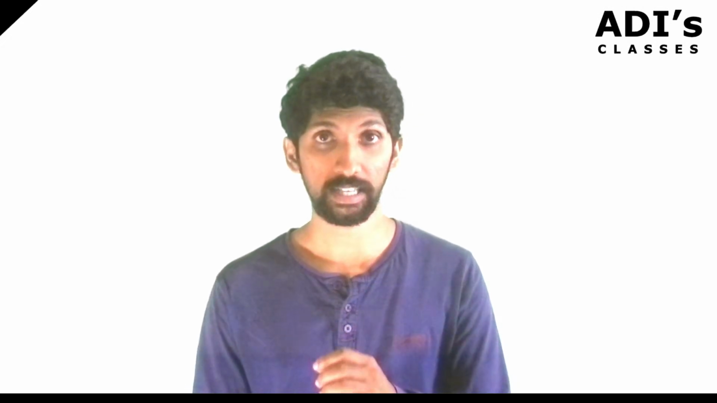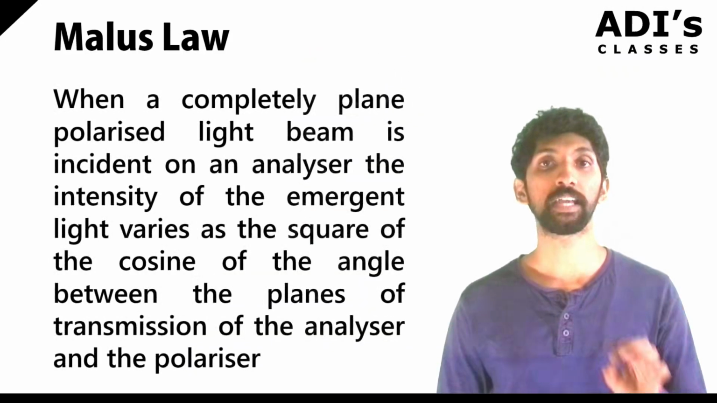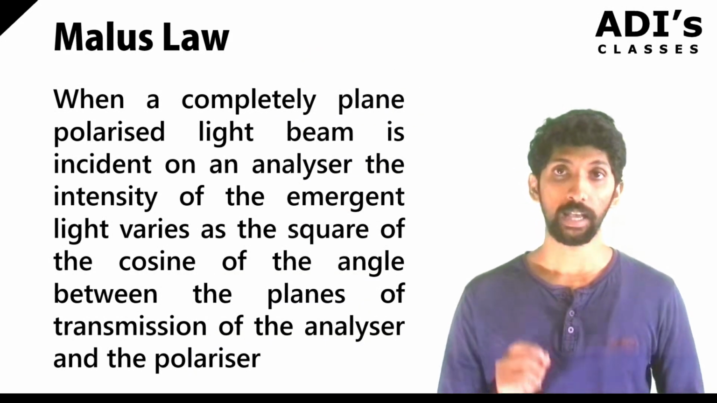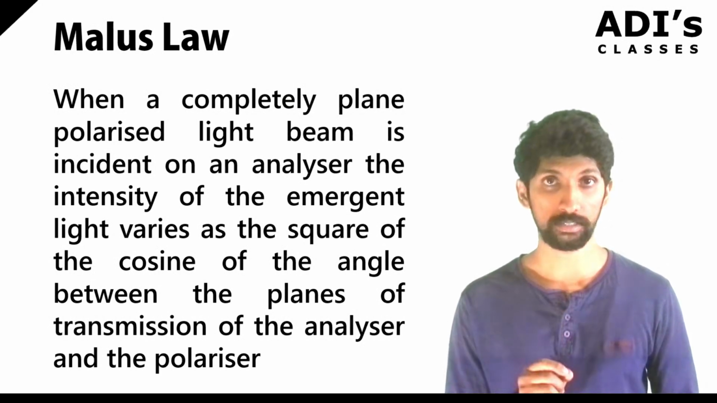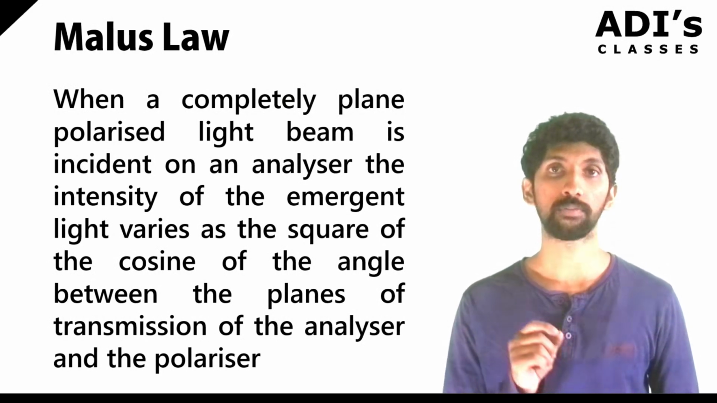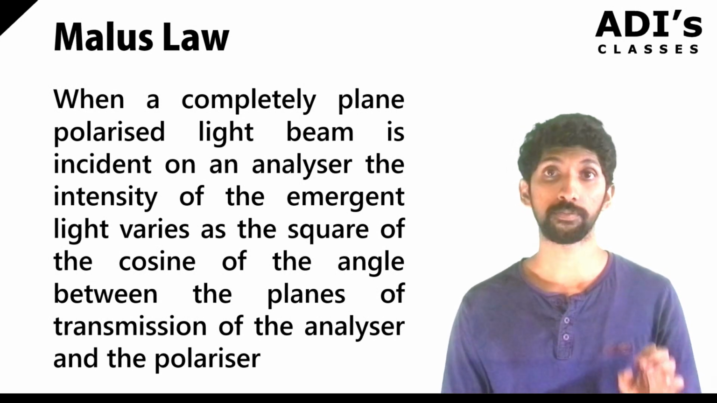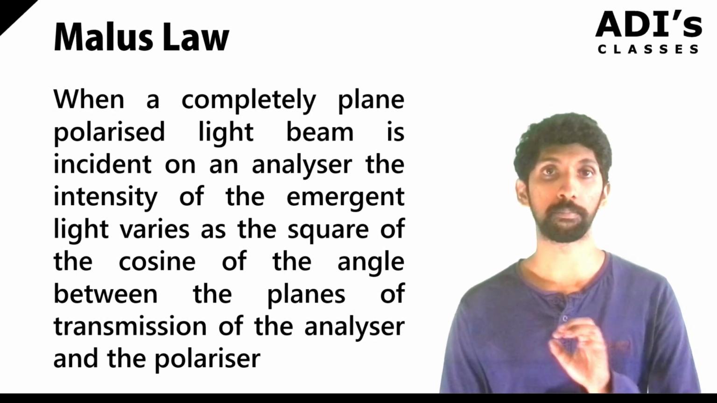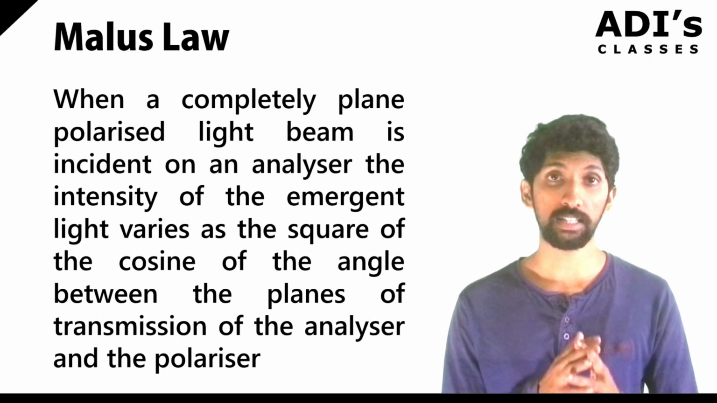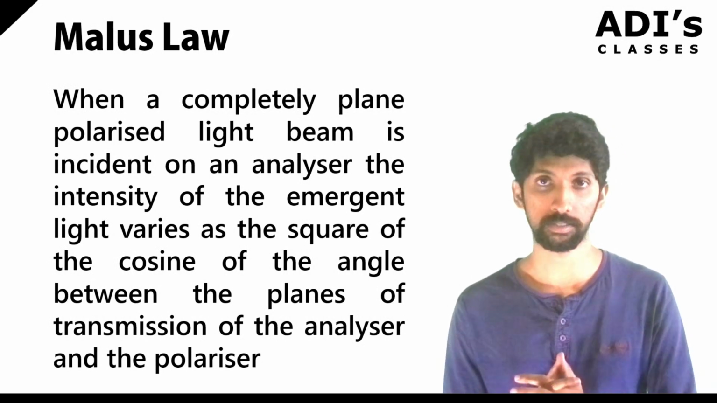Now, for this, we have Malus's law, or law of Malus. What it states is, when a completely plane polarized light beam is incident on an analyzer, the intensity of the emergent light varies as the square of the cosine of the angle between the planes of transmission of the analyzer and the polarizer.